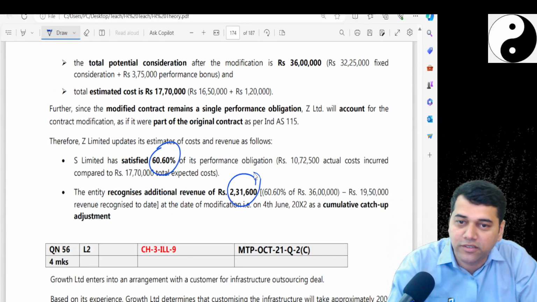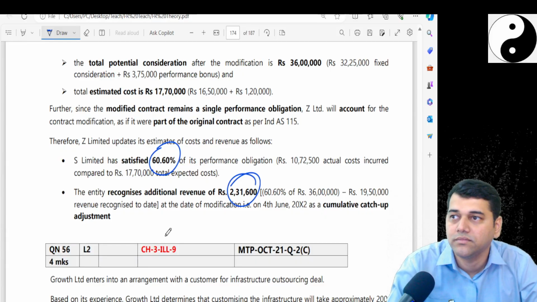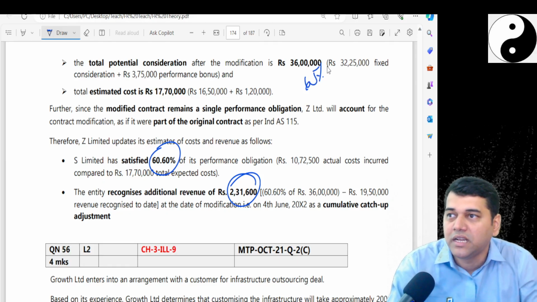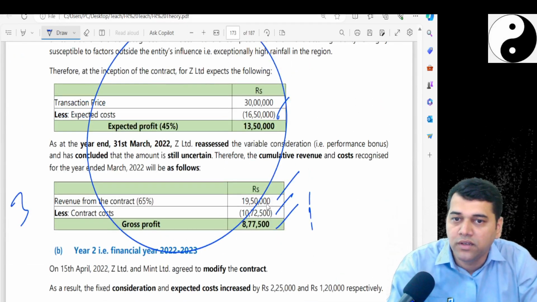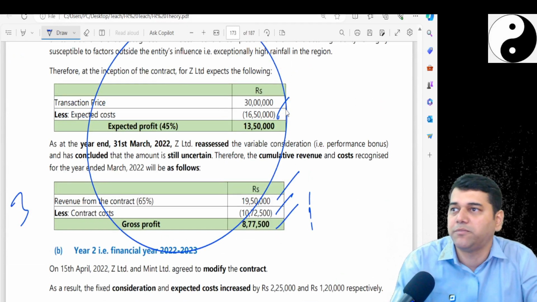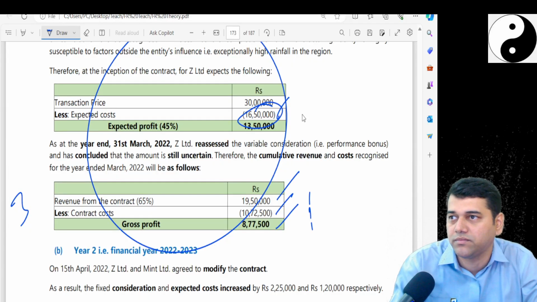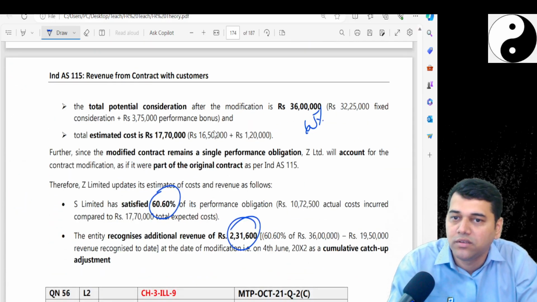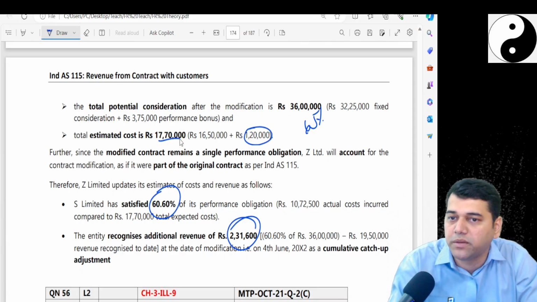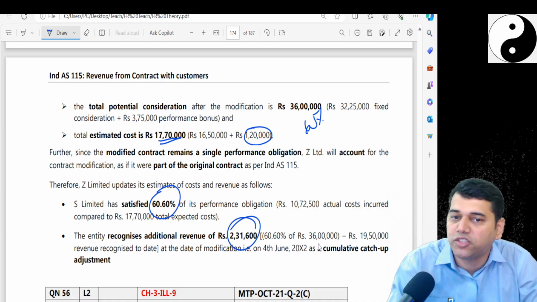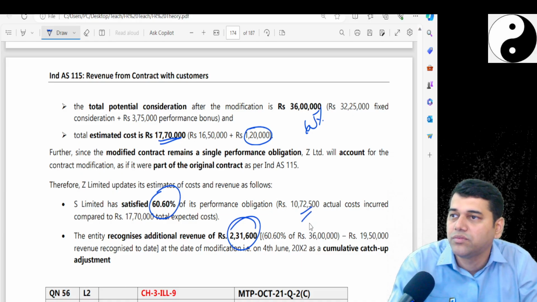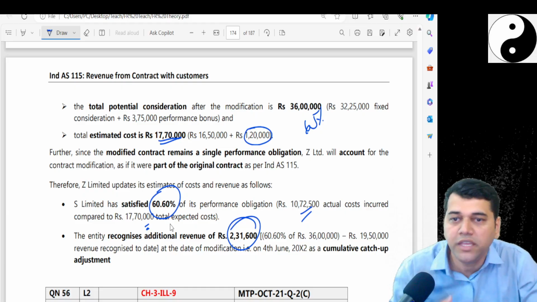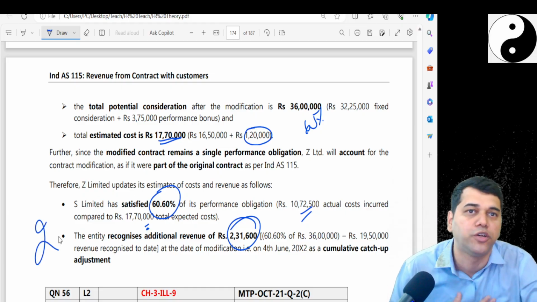Did you get this 2,31,600? Percentage of completion, because you completed 65%, considering the cost of whatever, your 16 lakh 50 was the total cost. Now for this 16 lakh 60, there is one additional estimated cost got added, no? 1.2. So total cost becomes 17.7. And how much cost you have actually incurred? 10.72. 10.72 by 17.7, will you get 60.6%? Because for me, if you ask me mark allocation, I would have given 2 marks for this cumulative catch-up adjustment.